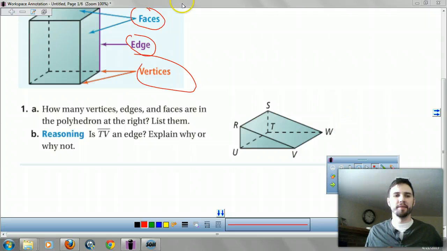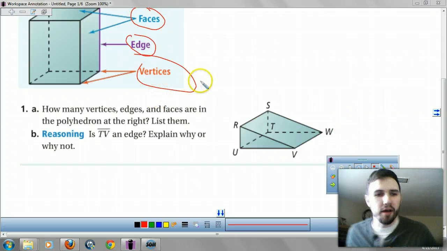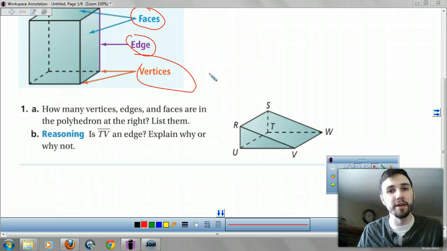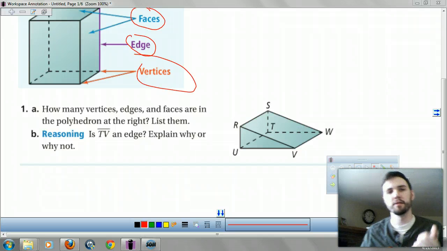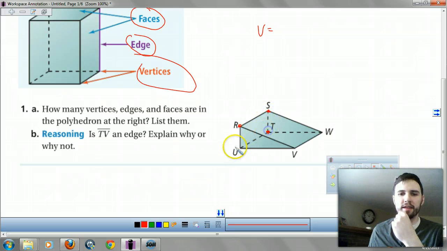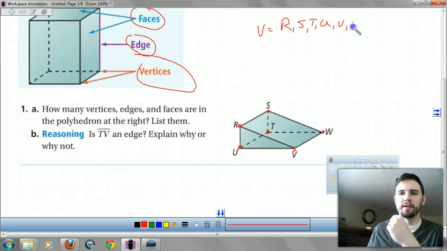Let's take a look at this polyhedron. A polyhedron is a three-dimensional figure made of polygonal faces. It means each face is a polygon. Here, how many vertices? So let's do vertices first. So vertices, we have R, S, T, U, V, W.